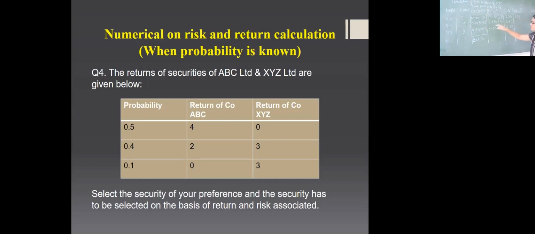2.25 into 0.4. 0.9. Okay. 2.25 into 0.1. Ma'am, the first one is 1.125. Are you sure? 2.25 into 0.5. Yes, ma'am, it's correct. Second one 2.25 into 0.4. 0.9, ma'am. Okay, that is right. Then last one, 0.225.